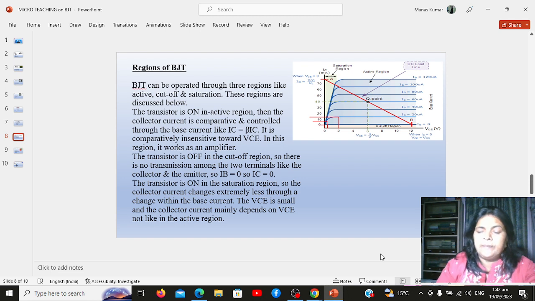BJT biasing. A BJT has two PN junctions, the emitter-base junction and the collector-base junction. Application of proper DC voltage at the two junctions of the BJT is known as BJT or transistor biasing. When a transistor is used as an amplifier, the emitter-base junction is forward biased and the collector-base junction is reverse biased. If the transistor is operated under this bias condition, then it is said to be operating in the active region.